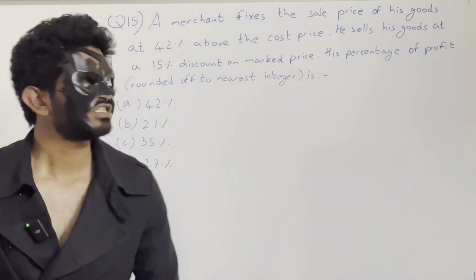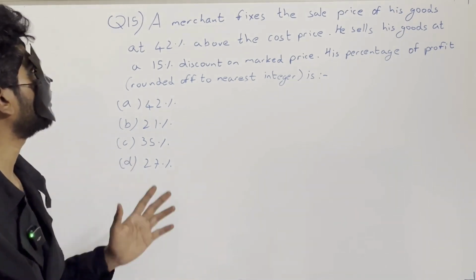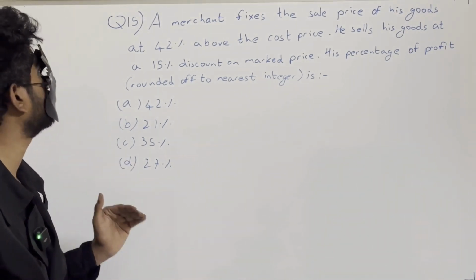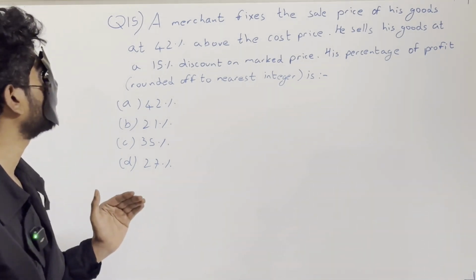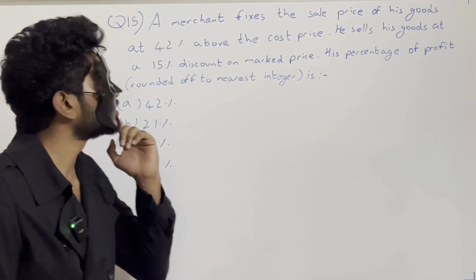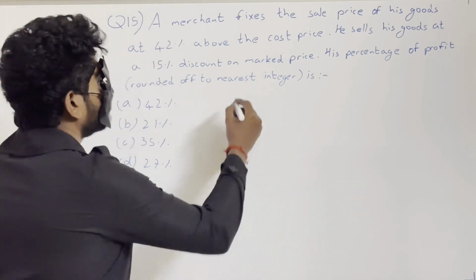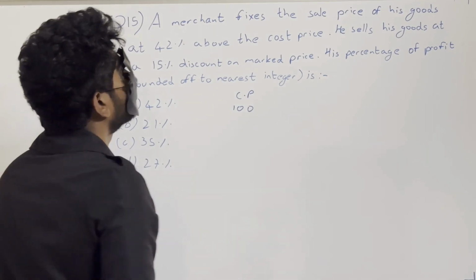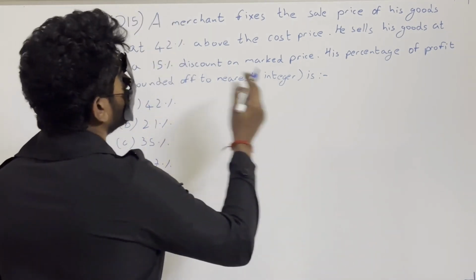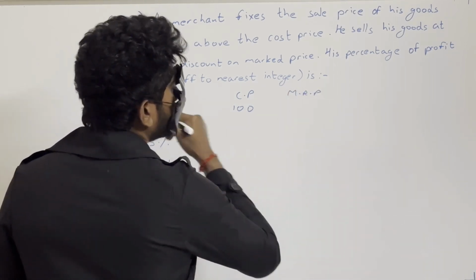So superhumans, next question is, a merchant fixes the sale price of his goods at 42% above the cost price. He sells his goods at a 15% discount on mark price. His percentage of profit rounded off to the nearest integer is. So if you want to solve by the basic method, let us assume the cost price is 100 rupees. Then the marked price is 42% above the cost price.